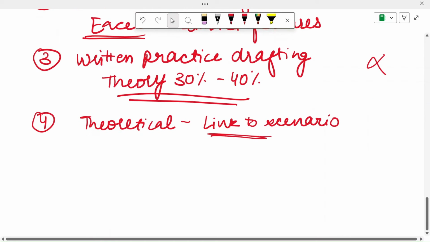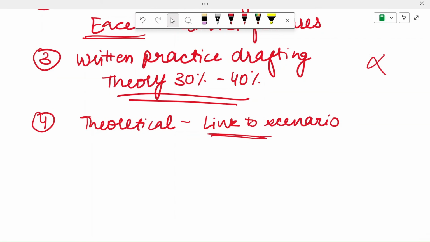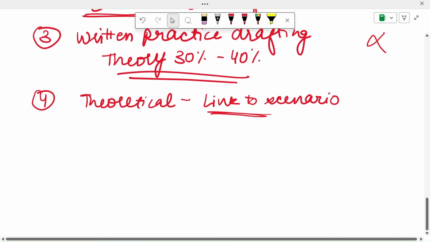Always and always in the ACCA exam, in the case study, you will have ample points with which you can link your answers to the scenario. So this is the fourth point that I wanted to let you know.